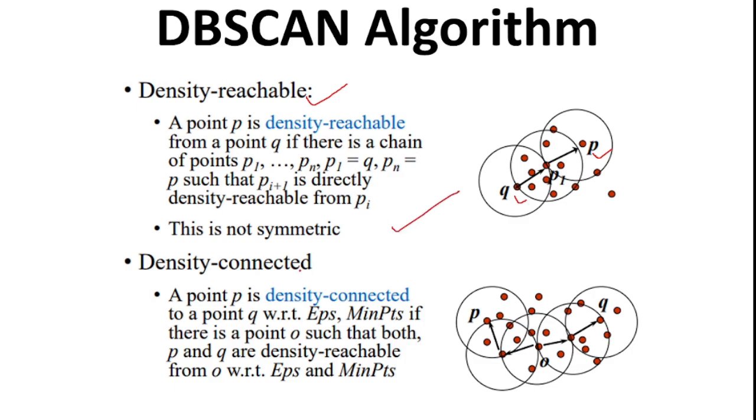The next one is density connected. See here, we have point P over here and point Q over here. Point P is density connected to a point Q with respect to epsilon and minimum points if there is a point O such that both P and Q are density reachable from O, with respect to two conditions: one is epsilon and another one is minimum points.